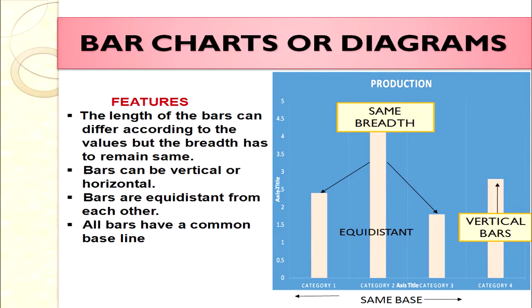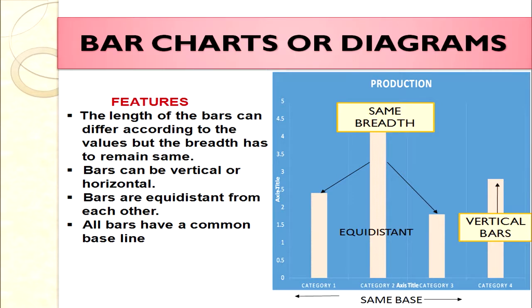Let us discuss the key features of the bar charts. The very first key feature, with the help of this diagram we can observe, is that the length of the bars can differ according to the values. We are seeing that the lengths of the bars go up and down, that means the lengths are varying, whereas the breadth remains the same. You can see in all the bars, all the rectangles, the length is changing, but the breadth remains the same. Now, these bars can be vertical or horizontal. Over here, the picture is drawn in the form of vertical bars, and vertical is more popular. We normally do not draw horizontal bar diagrams.